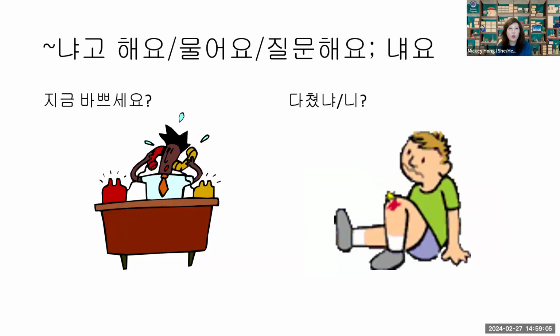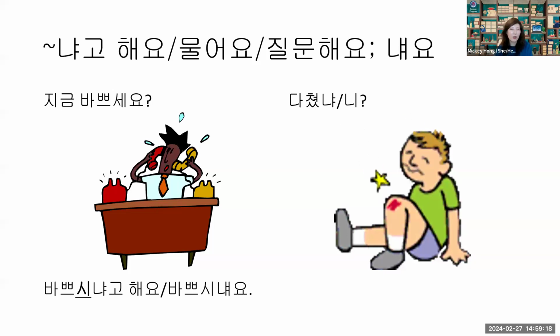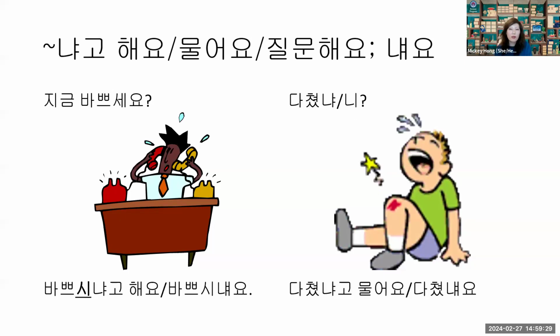Please put this into question form. 지금 바쁘세요? How can you say they are asking if you're busy right now? This is honorific, so 지금 바쁘시냐고 해요. You insert 시 for the honorific. 다쳤냐? 다쳤니? 다쳤냐고 물어요. 물어요 is to ask. 해요 is just neutral, that's what they say. And 질문해요, they question.